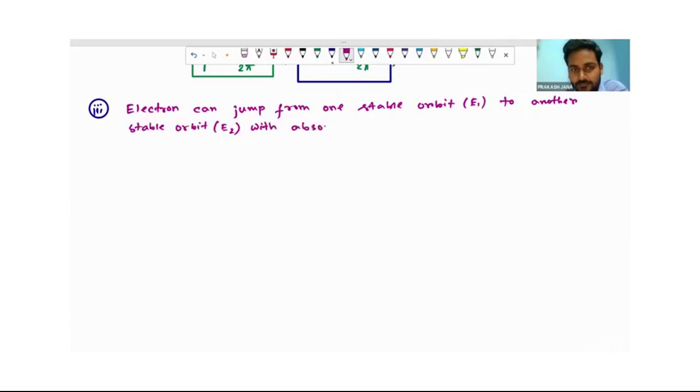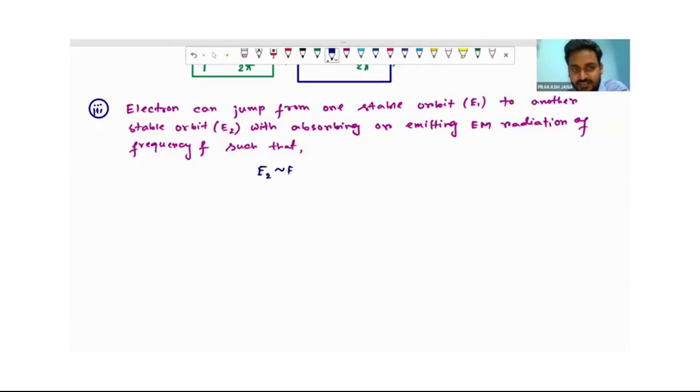absorbing or emitting electromagnetic radiation of frequency f such that the energy difference E2 minus E1, or we can write E1 minus E2, equals hf.